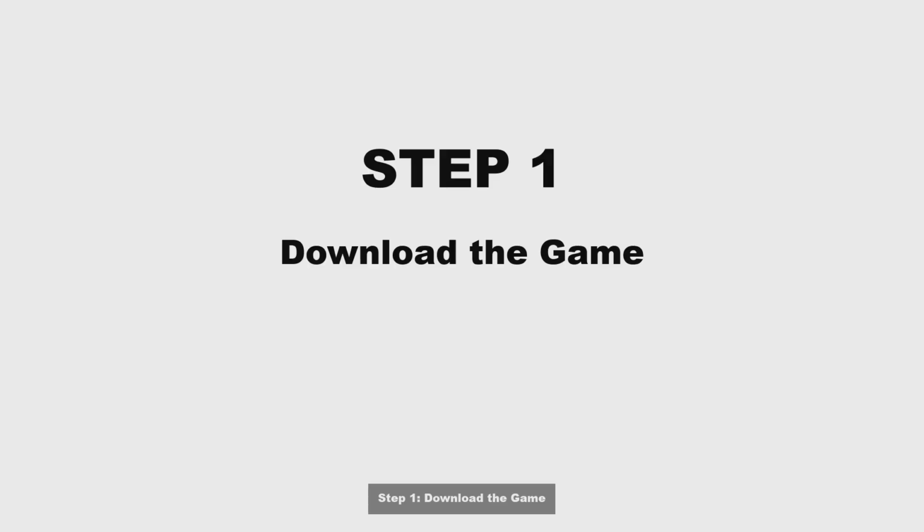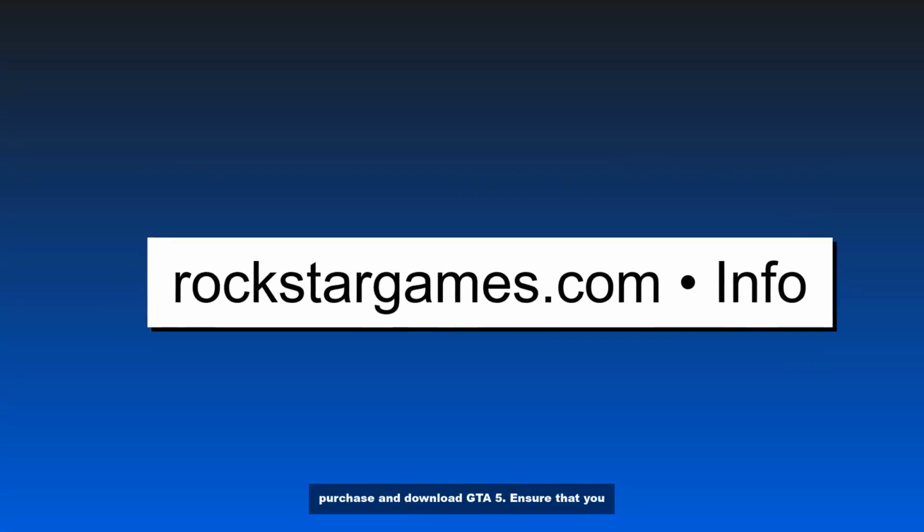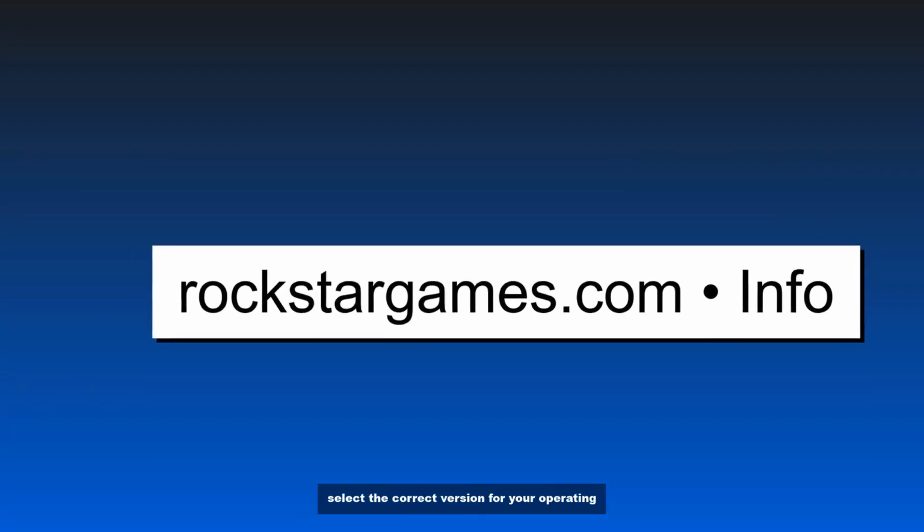Step 1. Download the game. Visit the official Rockstar Games website or a trusted game distribution platform to purchase and download GTA 5. Ensure that you select the correct version for your operating system.